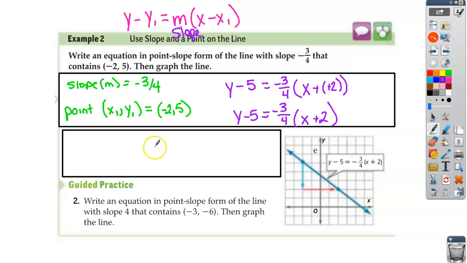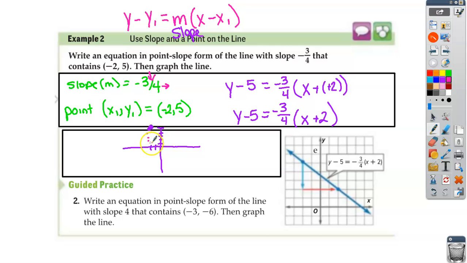Now, if I were to graph this line, I would go to my point on my graph. This is my graph. Negative 2, 5 will be somewhere up here. And then my slope of negative 3/4 tells me to go down 3 and then to the right 4. So let's go down 3: 1, 2, 3.